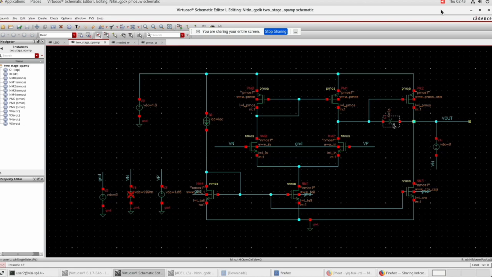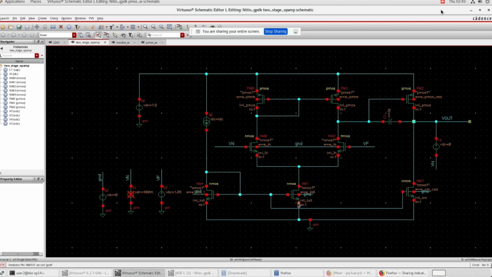From these values I can find the slew rate is equal to the tail current through the MOSFET divided by the Miller capacitance. As this is 2 pico and the slew rate I chose is 30 volt per microsecond, the tail current I got is around 60 microampere. So the tail current of these MOSFETs is 60 microampere.